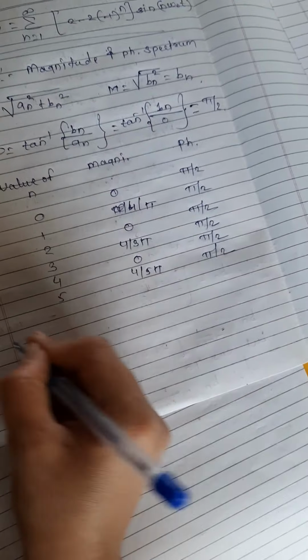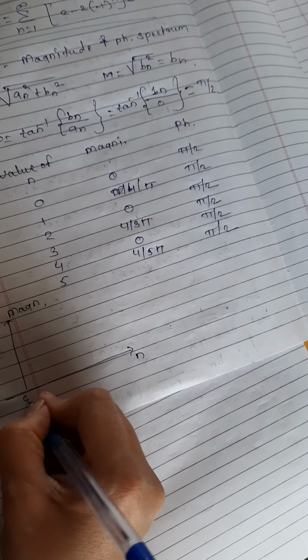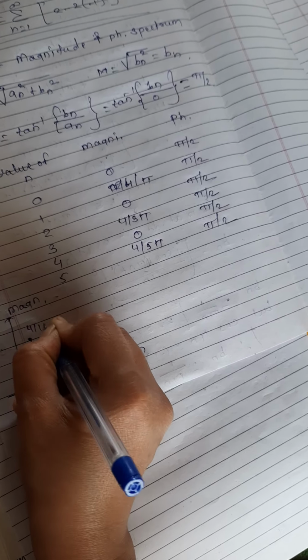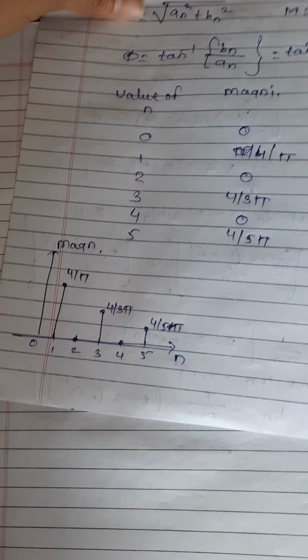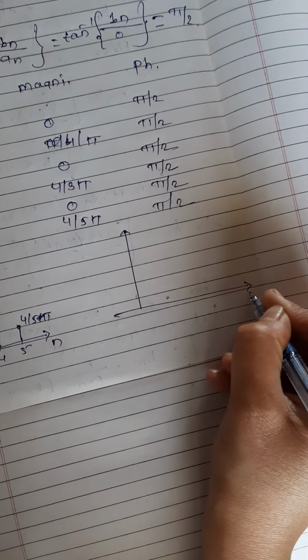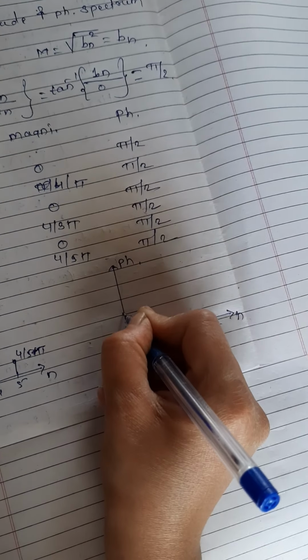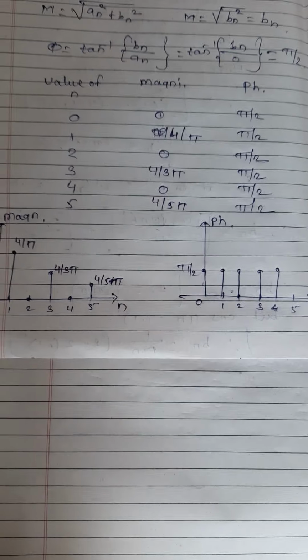Now we have to draw the magnitude spectrum and the phase spectrum. For n equal to 0, 1, 2, 3, 4 and 5, the magnitude for 1 is 4 by pi, for 2 it is 0, for 3 it is 4 by 3 pi, for 4 it is 0, and for 5 it is 4 by 5 pi. So this is the magnitude spectrum. Next is the phase spectrum. Phase spectrum values are the same for all the values of n: it is pi by 2. So these are the diagrams for magnitude and phase spectrum.